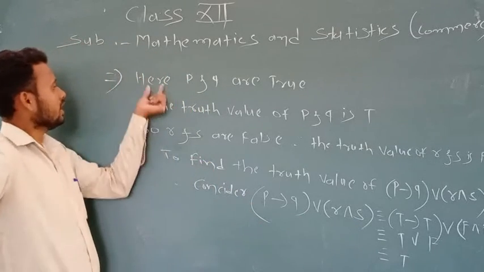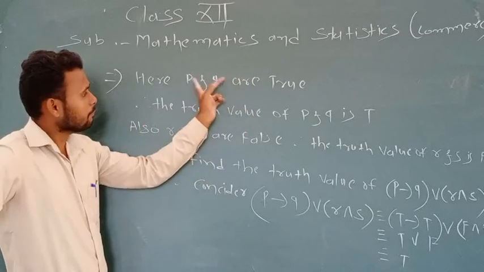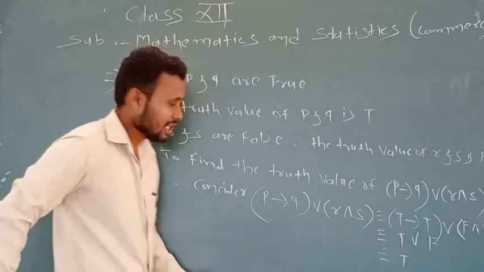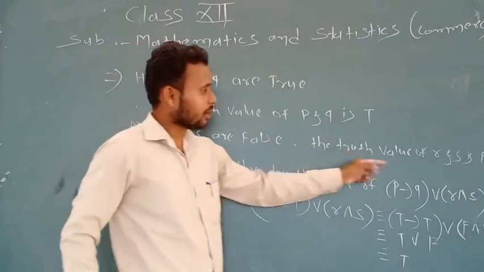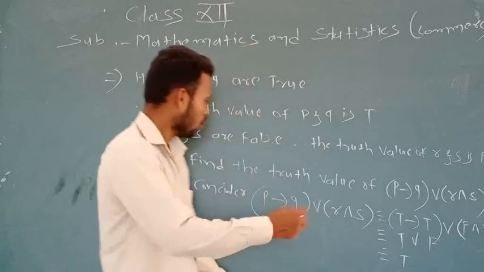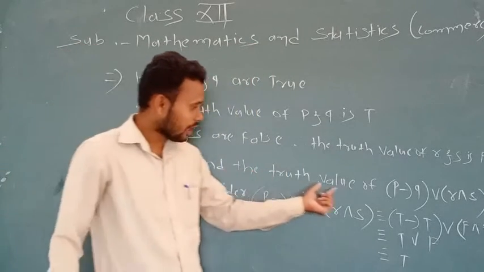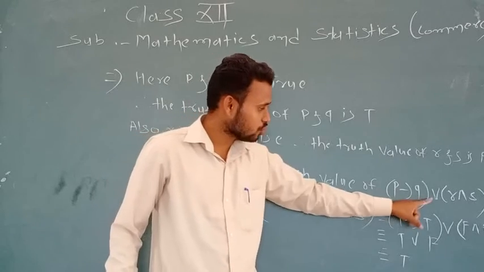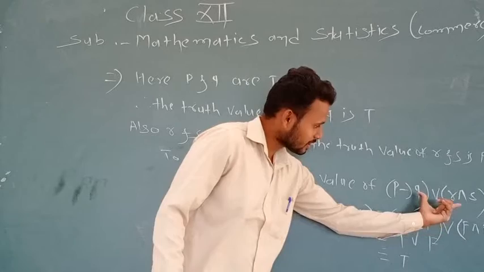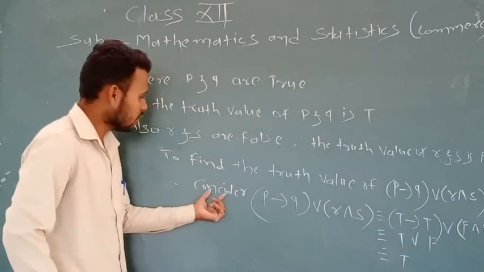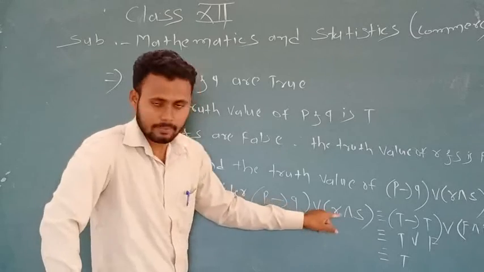Therefore, in solution, here P and Q are true. Therefore, the truth value of P and Q is T. Also, R and S are false statements. Therefore, the truth value of R and S is F. Now, to find the truth value of that statement, P implies Q joined with R and S, we consider the statement again. Therefore, consider P implies Q joined with R meet S.